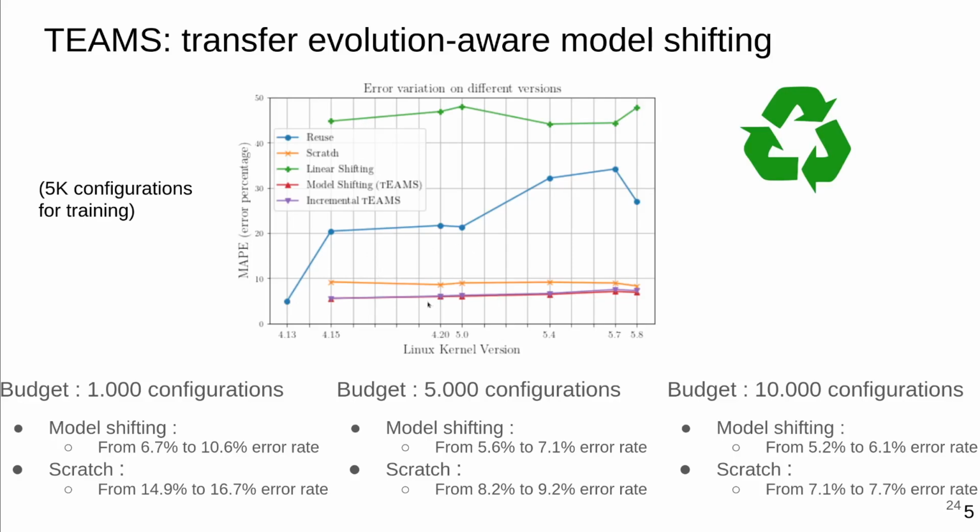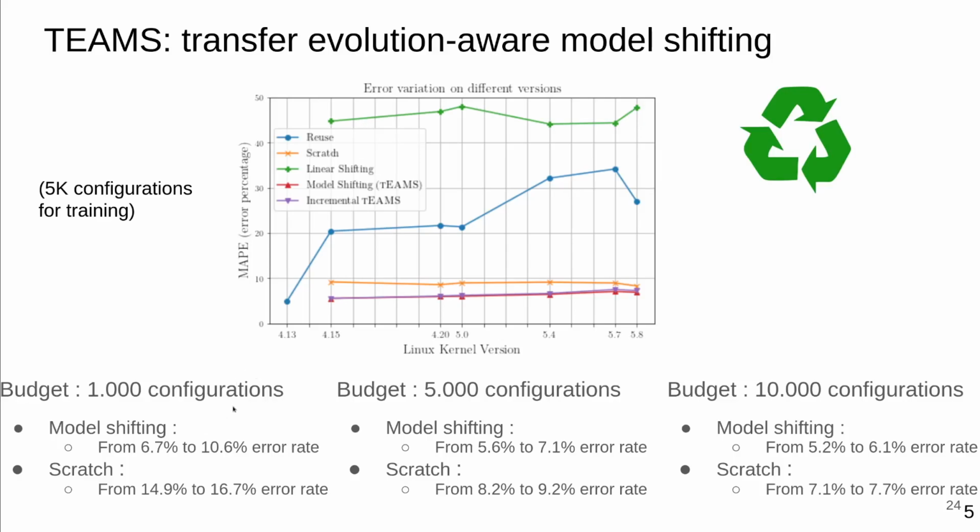Teams is beating also learning from scratch. Learning from scratch means that each time you target a version, you measure, you build plenty of configurations, and you try to build a learning model out of it. And Teams is outperforming learning from scratch. It means that it reaches better accuracy with the same budget.